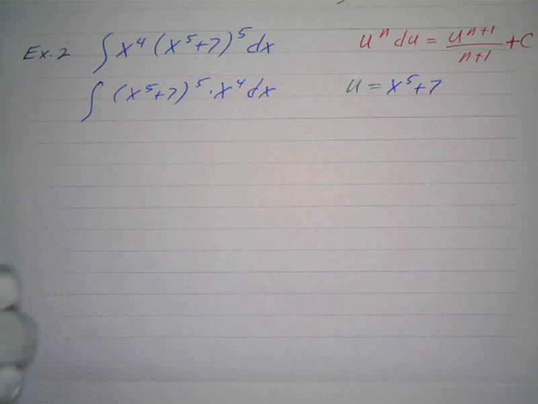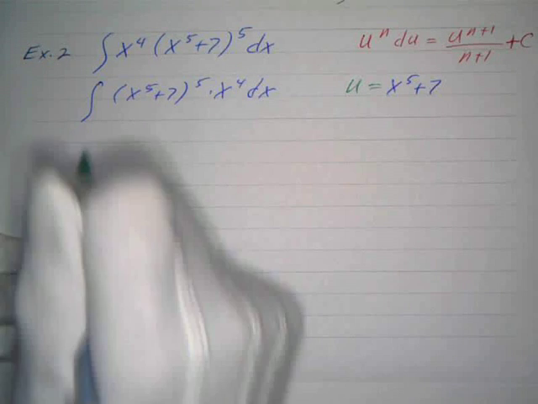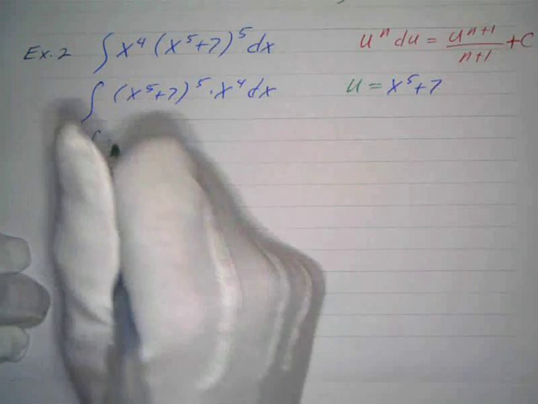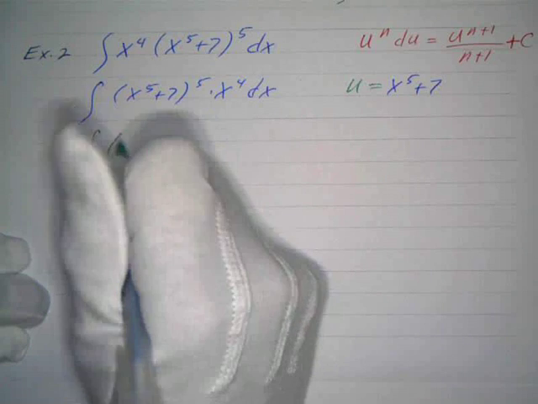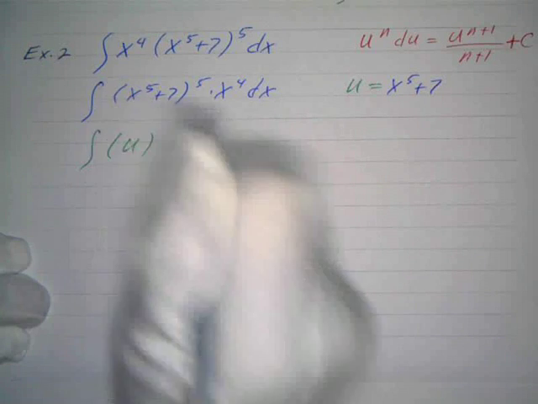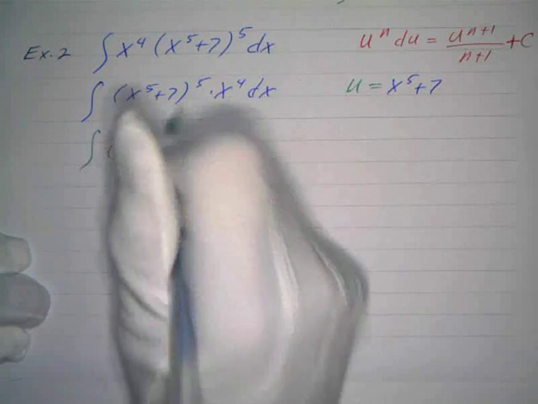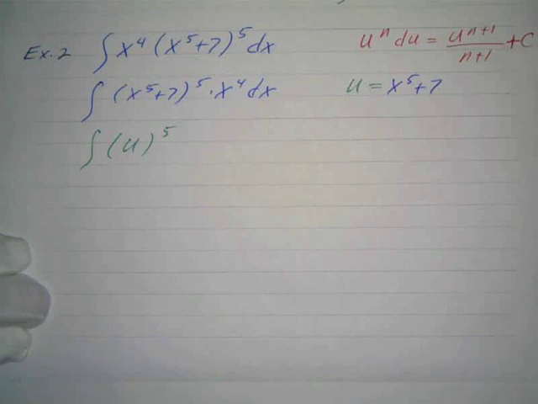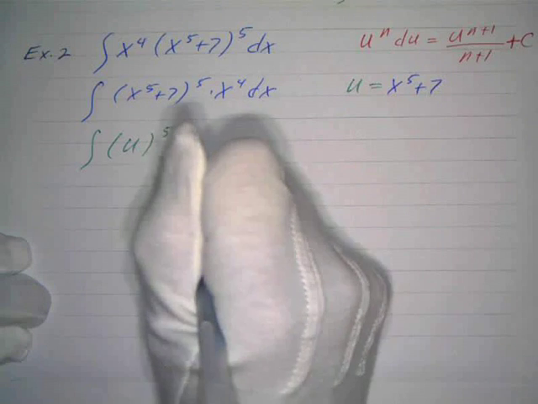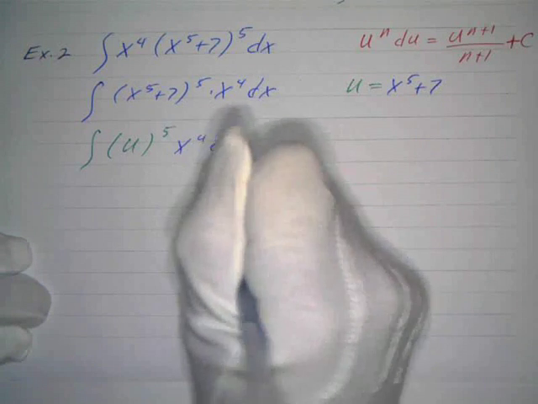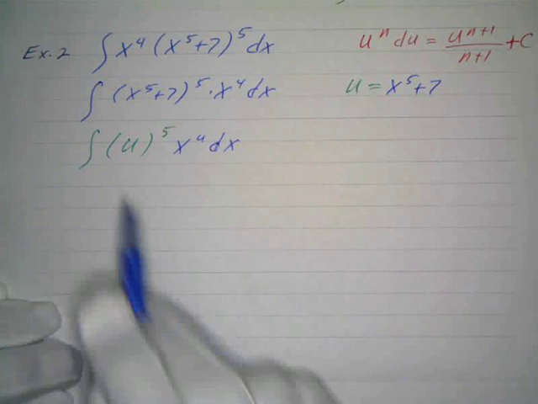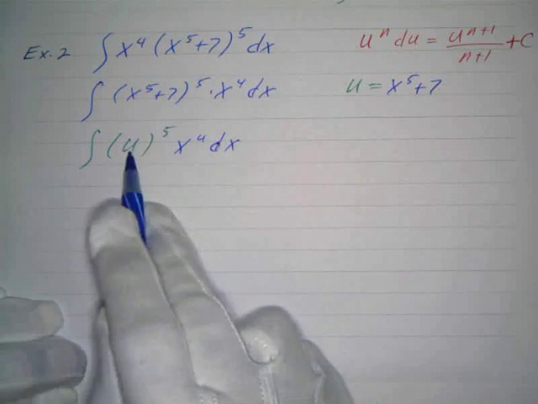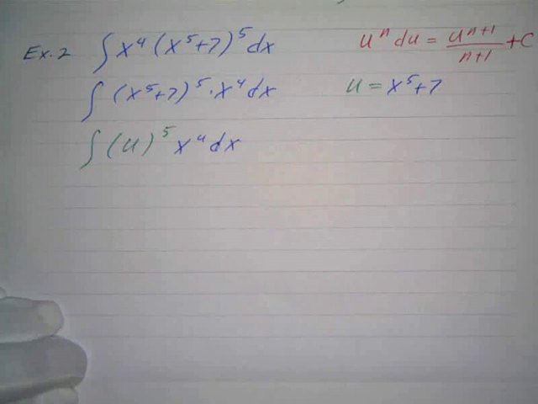So I'll rewrite this now, and instead of writing x to the fifth plus 7, I'll just put u. Don't really need the parentheses. u to the fifth. So there's my u to the n. And I've got x to the fourth dx. So again, now we've got our u to the n, but we need a du here. Again, our differential doesn't match with our variable here, so we need to match that up.